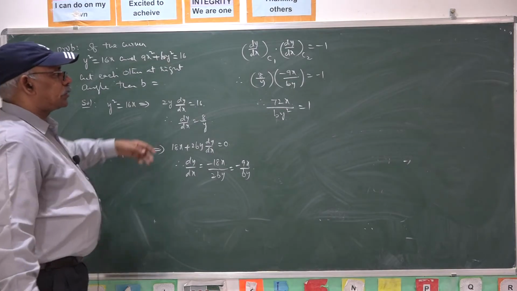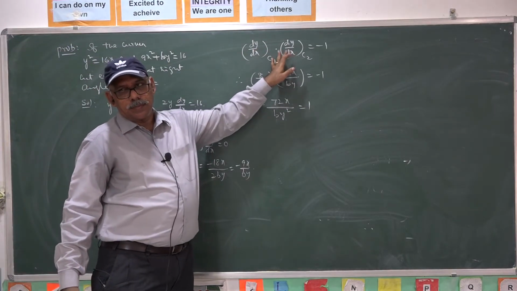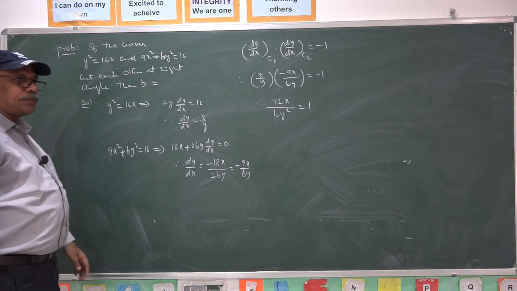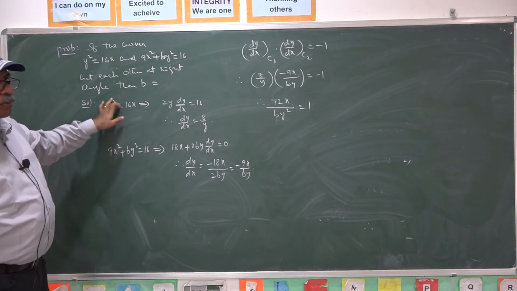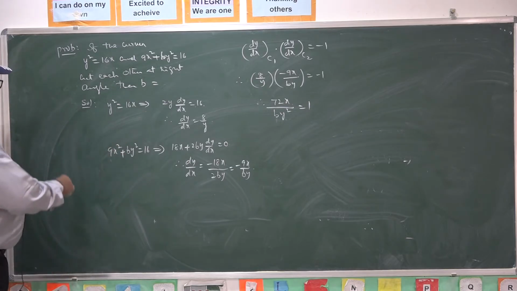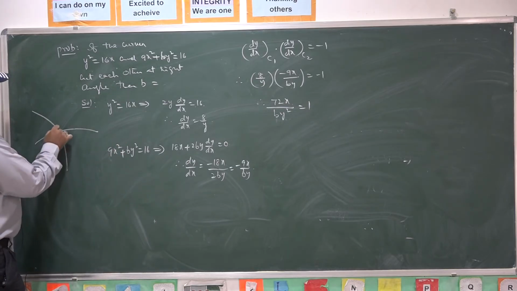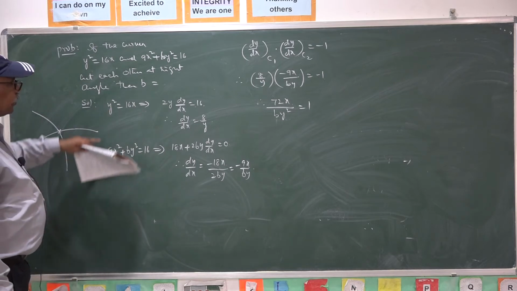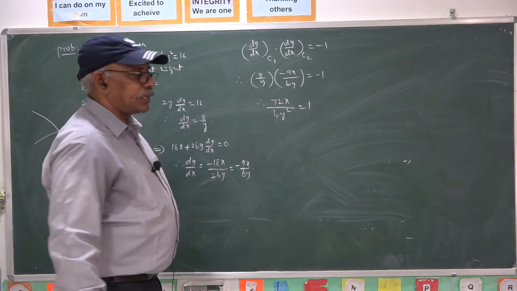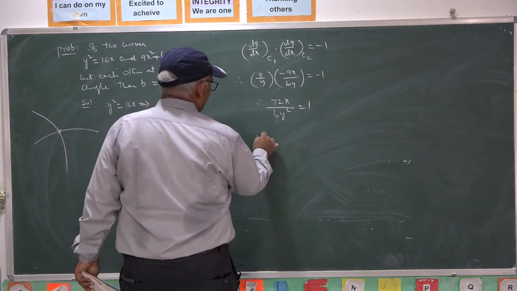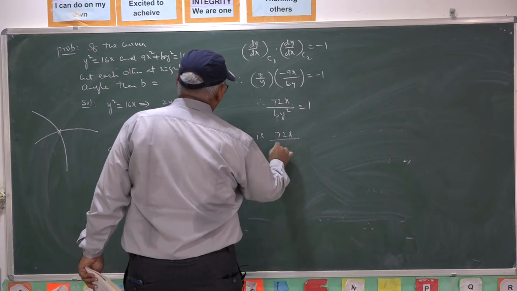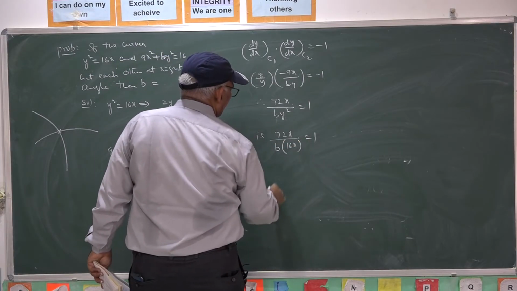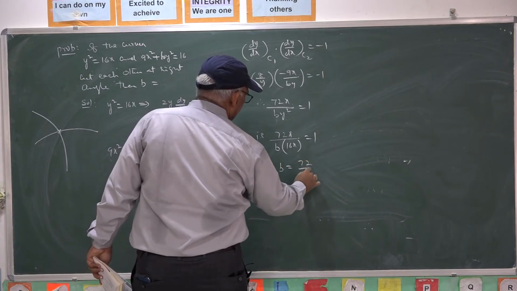But these slopes are considered at the common point of the curves. Common point of the curves means the intersection point of the two curves. Suppose the intersection point, I am considering it as x comma y. It satisfies both the equations. So you can take y square as 16x here. So that gives us 72x by b into 16x, replacing y square with 16x, you get b equal to 72 by 16.